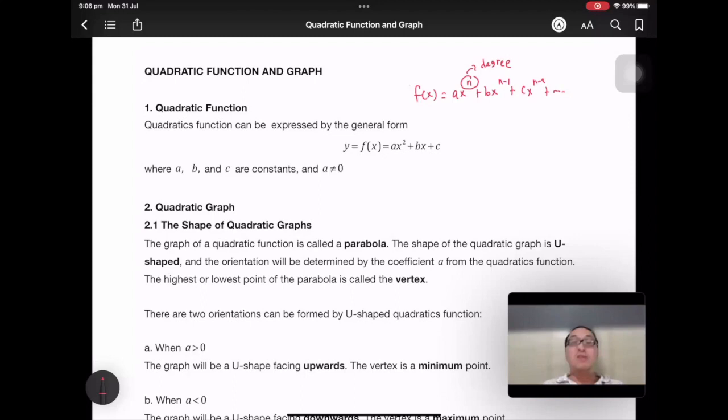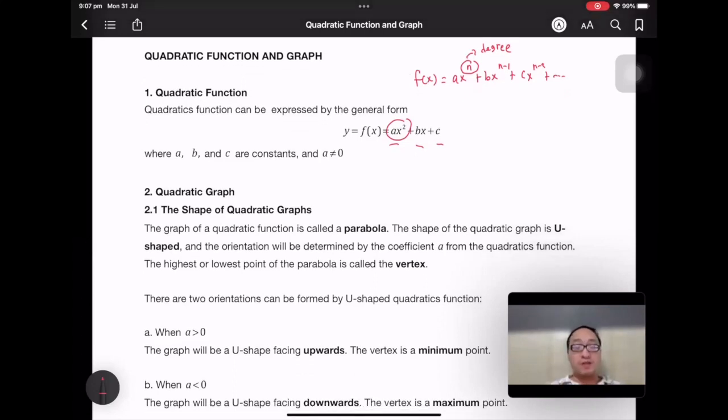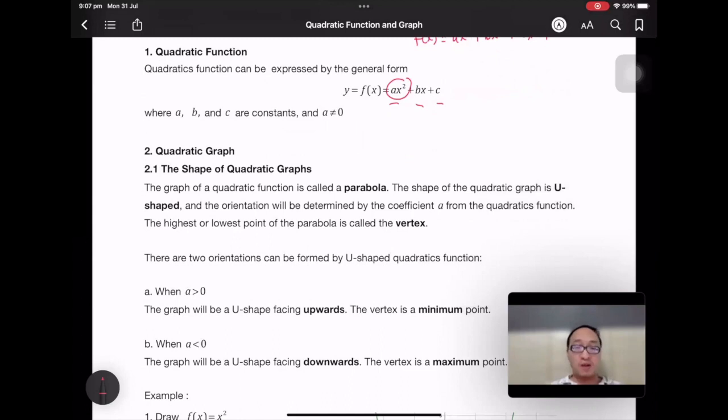So a quadratic function is a polynomial function that has the highest degree of 2. If we see that the highest power of x is 2, then this is a quadratic function. We can express it in the form ax squared plus bx plus c, where a, b, and c are constants, and a is not equal to 0. From the quadratic function, we can plot the function into a graph.